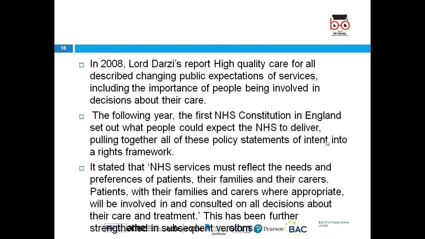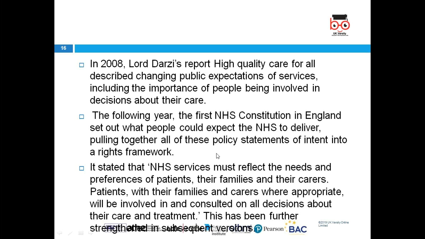And then in 2008, there was someone called Lord Darzi, and he created a report on high quality care for all. It described changing public expectations of services, including the importance of being involved with decisions about their care. So at the moment, even though patient-centered care is quite new for us in England, it's not been around for that long. So you might notice that not a lot of patients are actually aware that they have a choice within their own care. So it's something that we're trying to promote.